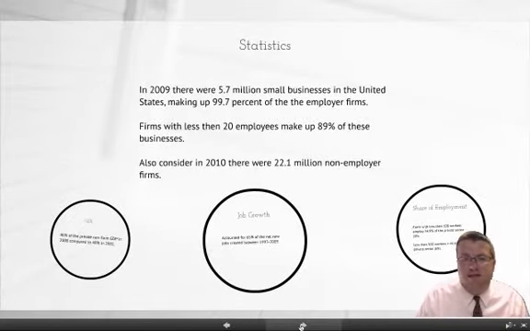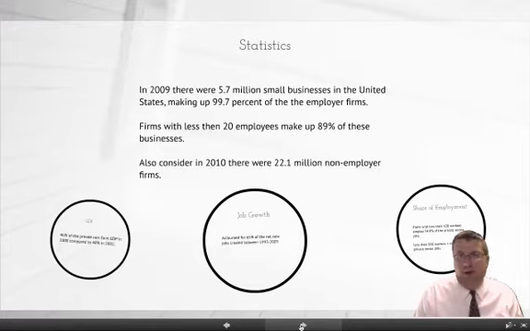We look at the different statistics. In 2009, there were 5.7 million small businesses in the United States. That made up 99.7% of employer firms. So of the businesses that had employees, 99.7% of them were considered small businesses. Now, if we take a deeper dive into that statistic, we'll find that firms with less than 20 employees make up 89% of those businesses. So this really shows that the majority of the businesses in the United States are in that 20 employees or less situation.